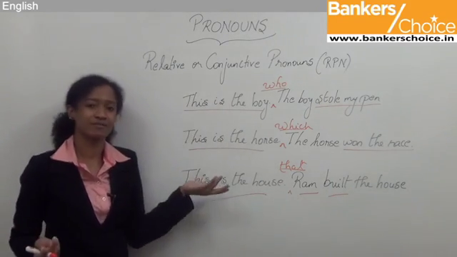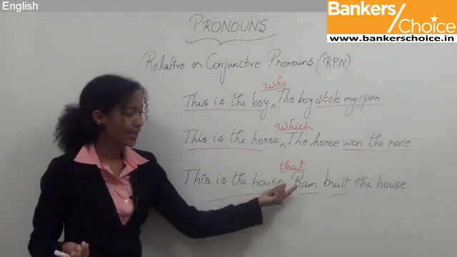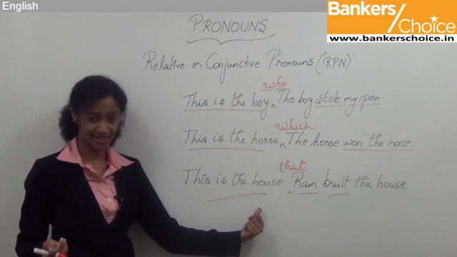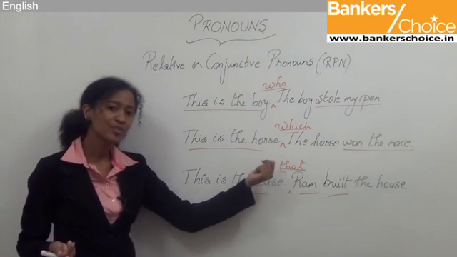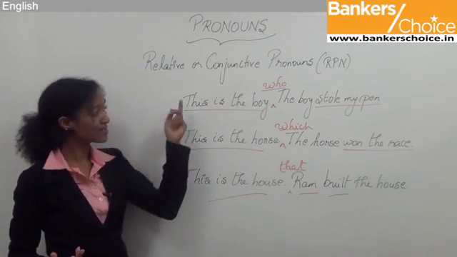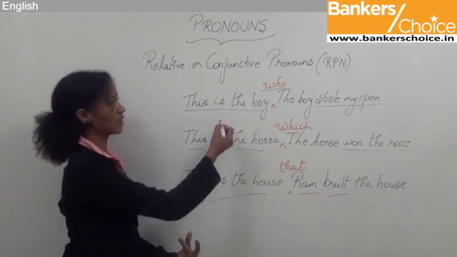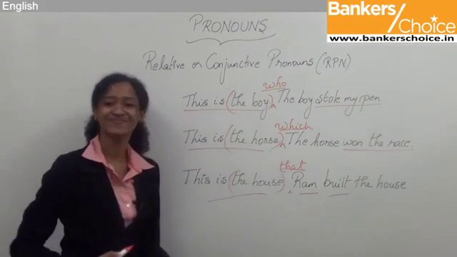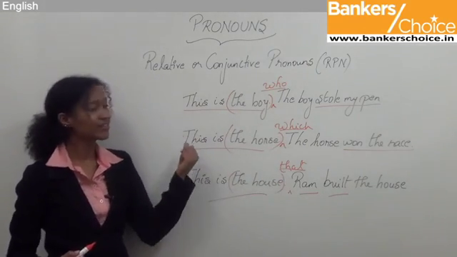So how is it relative? Of course, because it refers to the noun preceding it. The noun that precedes the pronoun is nothing but our antecedent. So what are the antecedents in these three sentences? The boy, the horse, and the house. So that's how it derived its name.